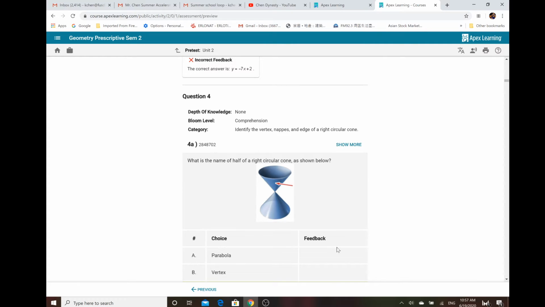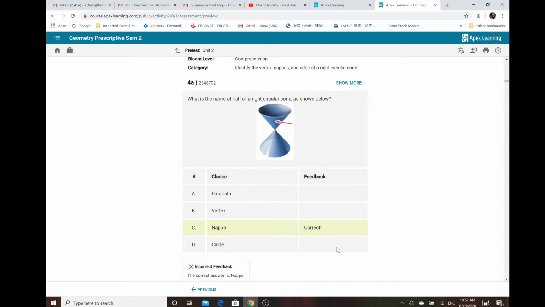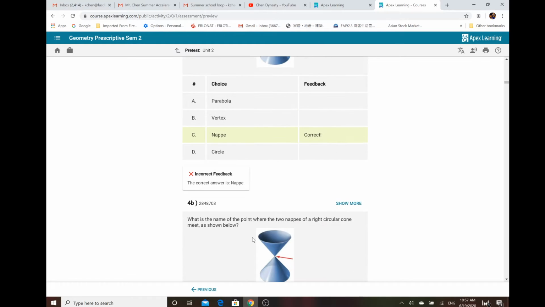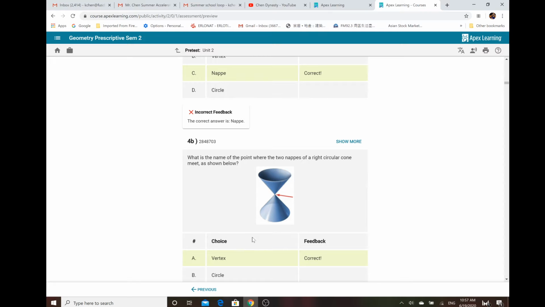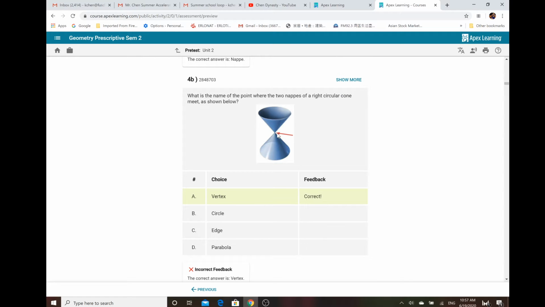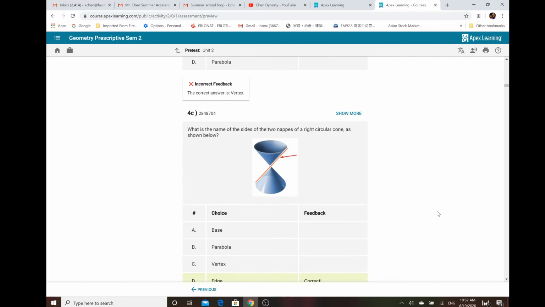So now finally we get into the conic sections, identifying the vertex, nappe, and edge of the right circular cone. What's the name of the half of a right circular cone? This one is called the nappe. And what's the name of the point where the two nappes of a right circular cone meet, as shown below? You see the little point here, so this one is called the vertex. And what's the name of the sides of the two nappes of a right circular cone, as shown below? You see the red line here, so this one is actually called the edge.